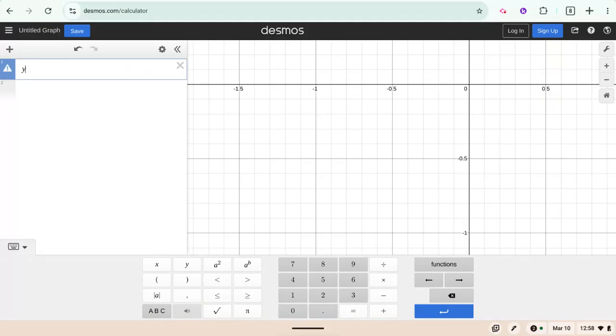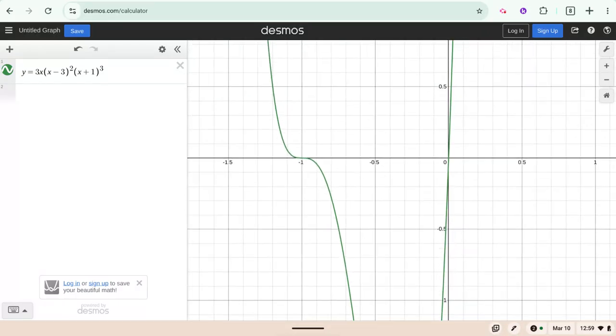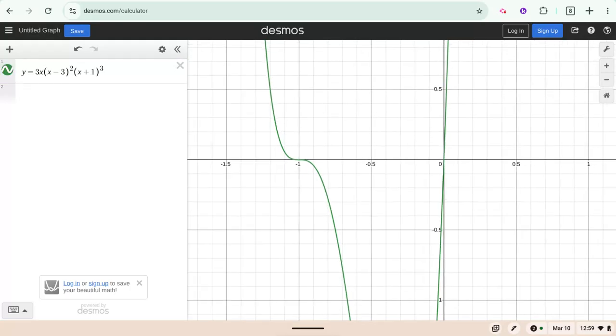So let's see, we have y equals 3x times (x minus 3) squared, and then (x plus 1) to the power of 3. So you can see it crosses the x-axis at negative 1 and 0. And also 3.